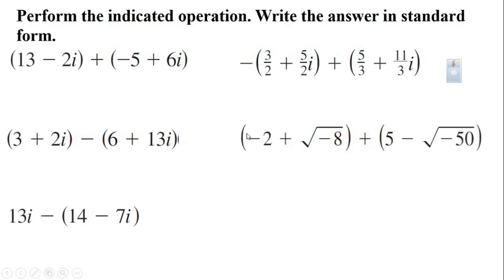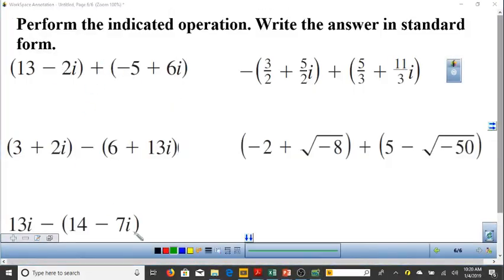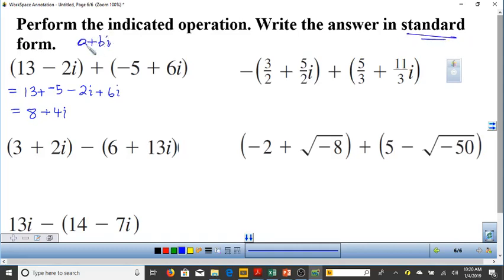Now, just a few examples to illustrate this, and then we'll go back to our instruction. For this question here, since it's a plus, all we have to do is add the real parts together and add the imaginary parts together. 13 plus -5 is 8, and -2i plus 6i is 4i, and that's it. It is in standard form, and standard form is a plus bi, real part plus imaginary part followed by i.